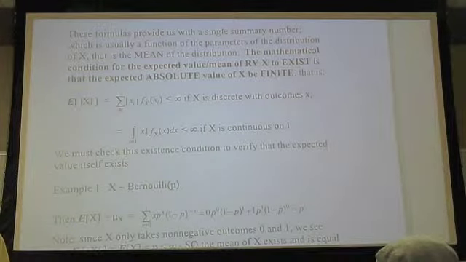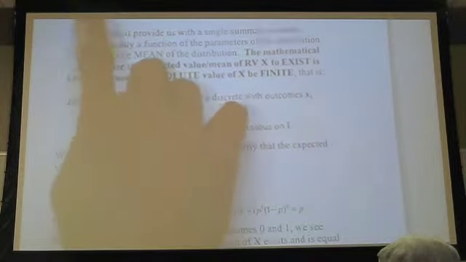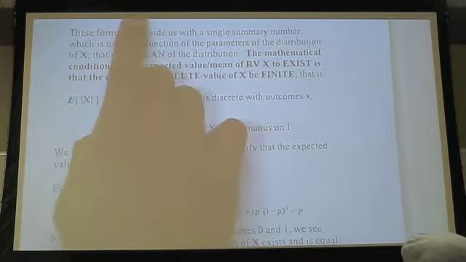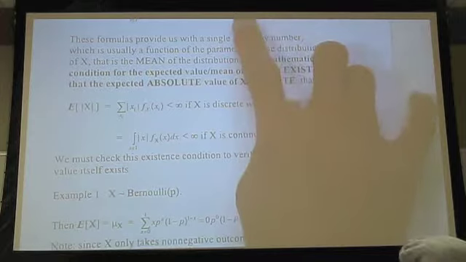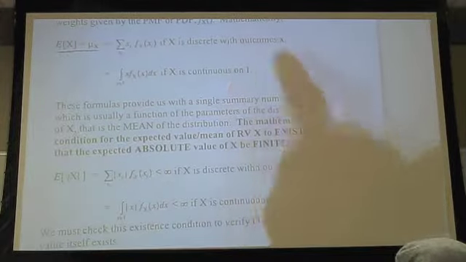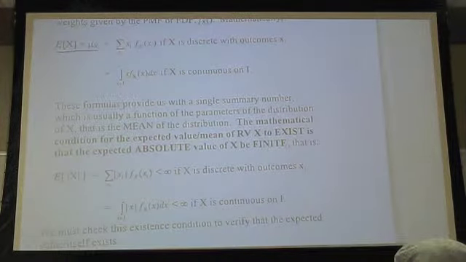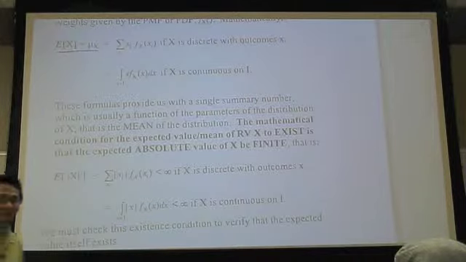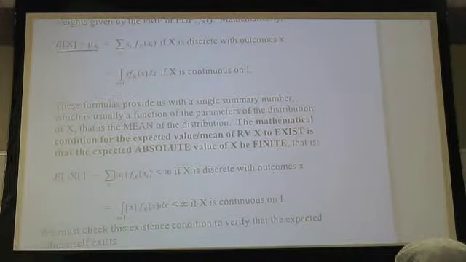Is that okay? So, therefore, I'm going to define the expected value to be this thing right here when it's discrete, and this when it's continuous, when the summation or the integral right there is finite. Alright? Is that okay? Good. So now, let's compute a few things.